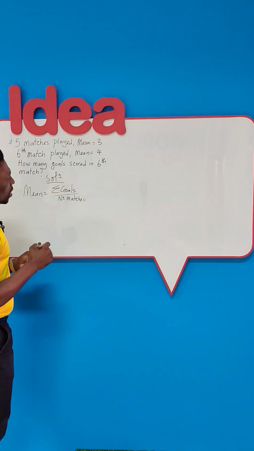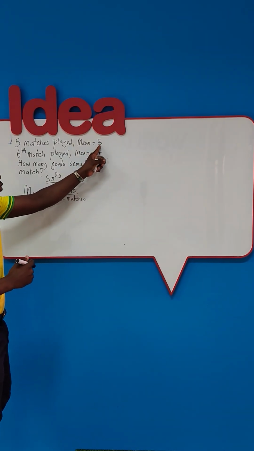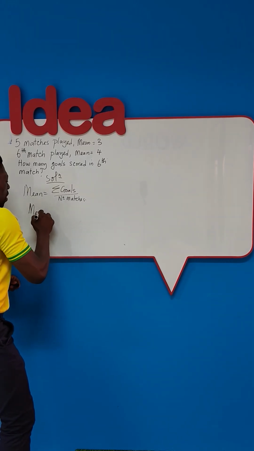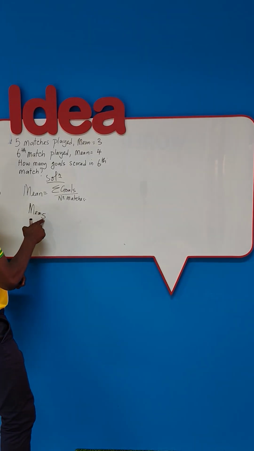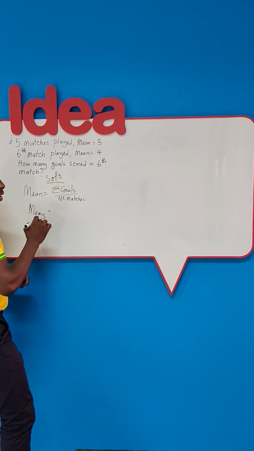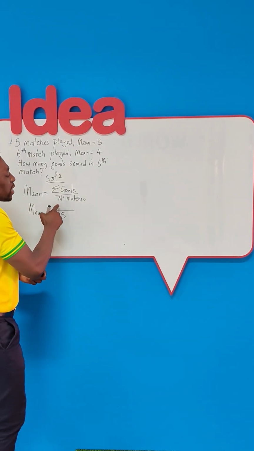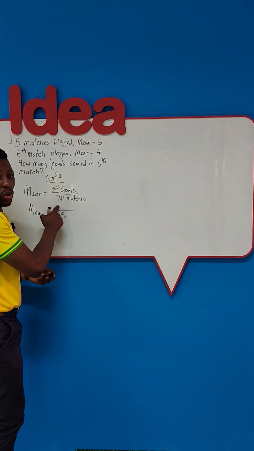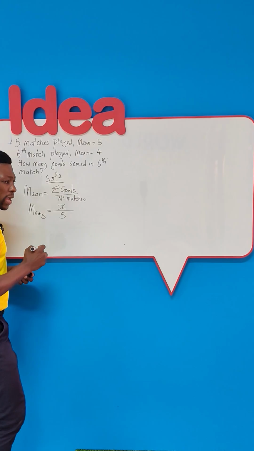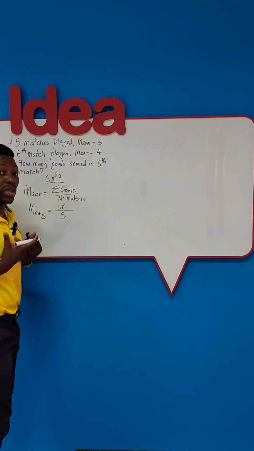So, in other words, to obtain this mean number of goals scored, which is 3, I'm going to write it here, the mean for the 5 matches. Mean for the 5 matches is equal to the sum total of the goals scored within the 5 matches divided by the number of matches, which is 5. But I do not know that number of goals scored within the first 5 matches, so I'm going to let it be some variable x. This x represents the number of goals scored within the first 5 matches, which we do not know.